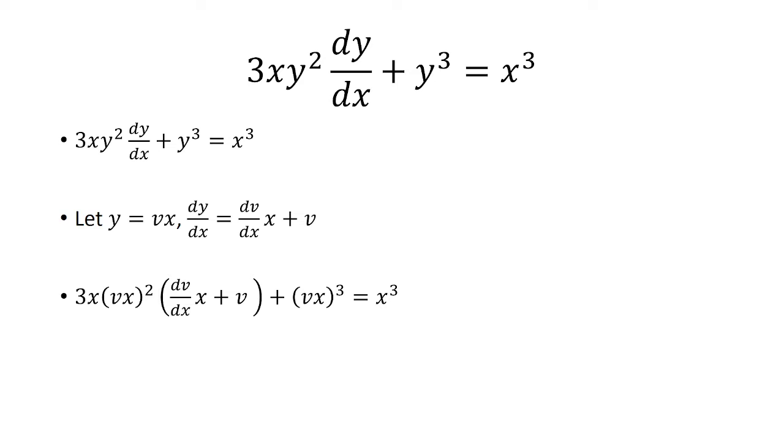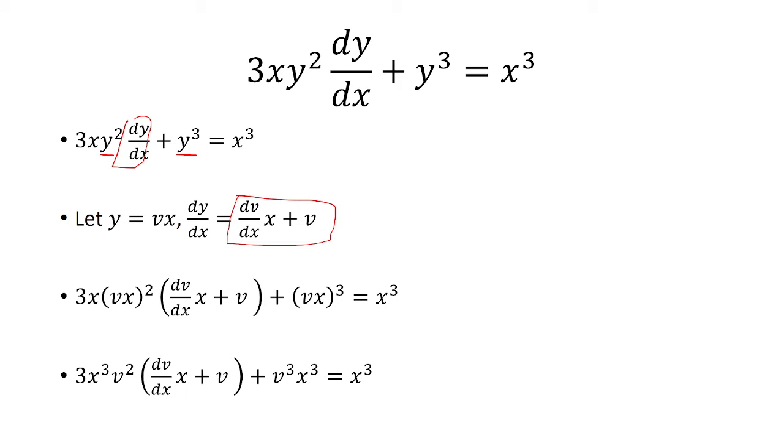And so now I'm going to make a substitution. I'm going to take this original differential equation, replace y with vx, and then dy over dx is going to get replaced with dv over dx times x plus v. And at this point, let's square the v and the x to get v squared and x squared. And then we're going to multiply that by 3x to get 3x cubed v squared. And now we're going to distribute the 3 here to v and x to get v cubed and x cubed.